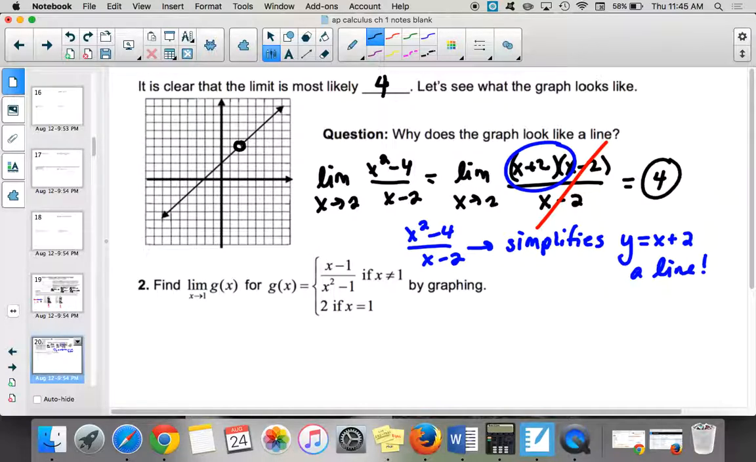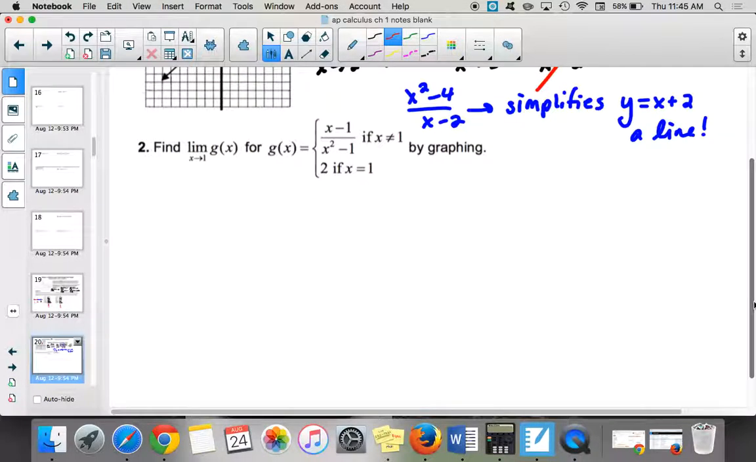So as we move from the right and the left, as I'm getting closer and closer to 2, I'm getting closer and closer to the y value of 4. Okay, so that's what's going on in that problem. All right, so the next one says, find the limit as x goes to 1 of g of x if we have this piecewise function.